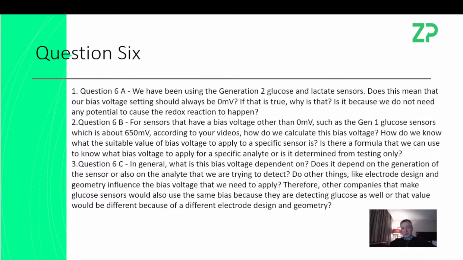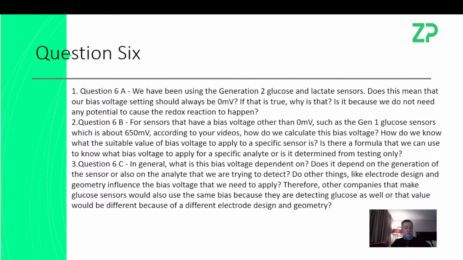Does the bias voltage depend on the generation of the sensor? Yes, because if you detect hydrogen peroxide directly, then you need 650 millivolts. If you detect hydrogen peroxide indirectly via a catalytic surface, then you need less voltage. Do things like electrode design and geometry influence the bias voltage? They do.